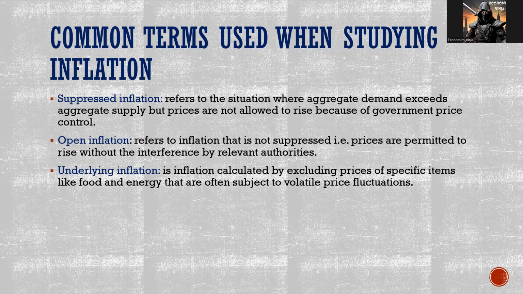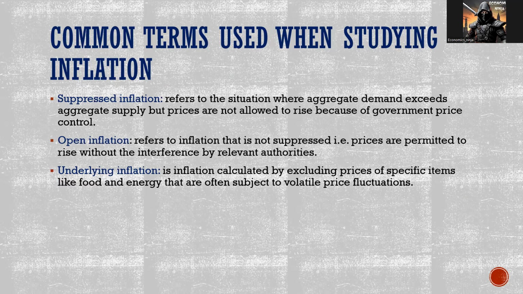Open inflation, on the other hand, is when prices are just allowed to go up. When, for instance, the aggregate demand is greater than aggregate supply, when the demand is greater than supply, there is an upward pressure on prices. So in that situation, when there is open inflation, prices will just go up. There are no authorities that are going to intervene in trying to bring down those prices.